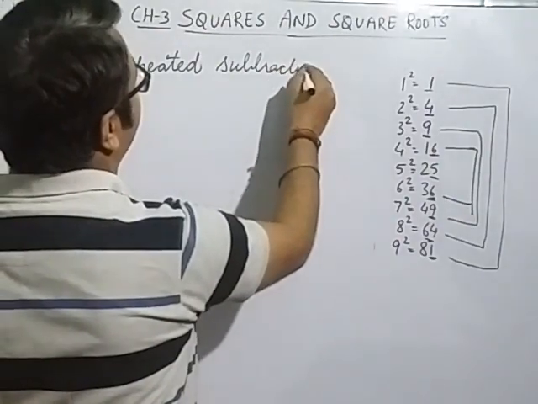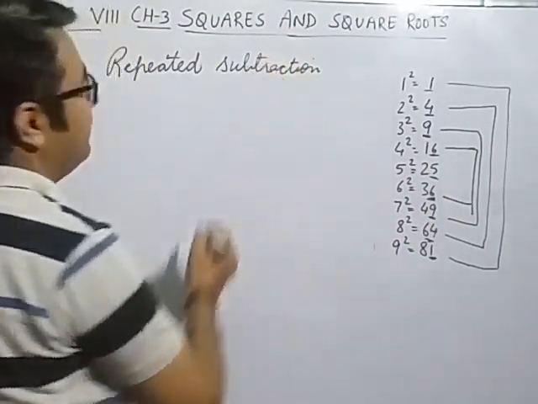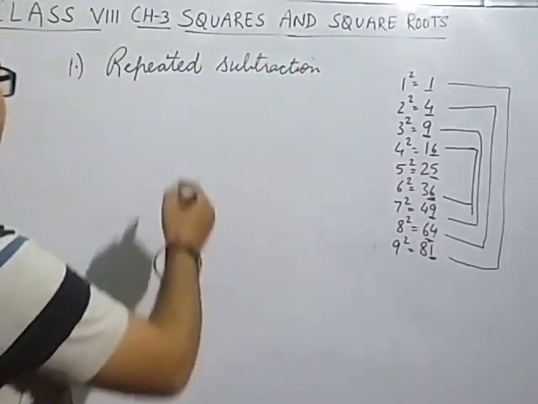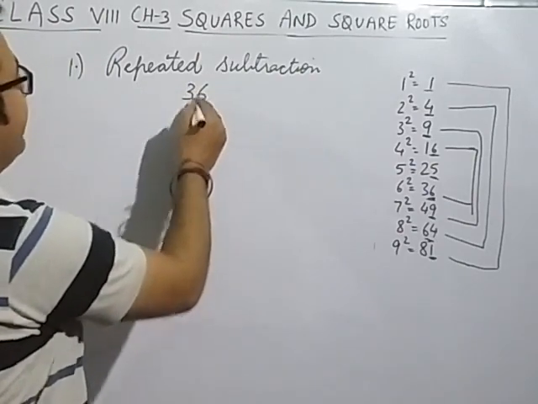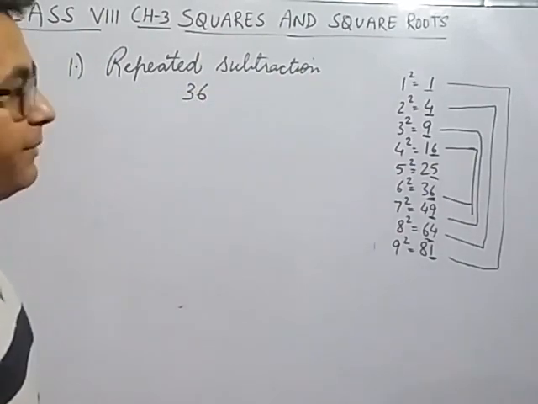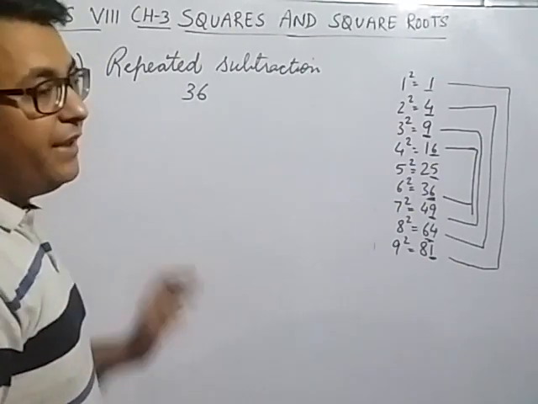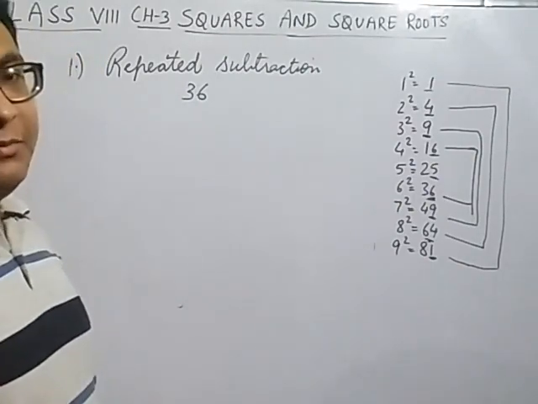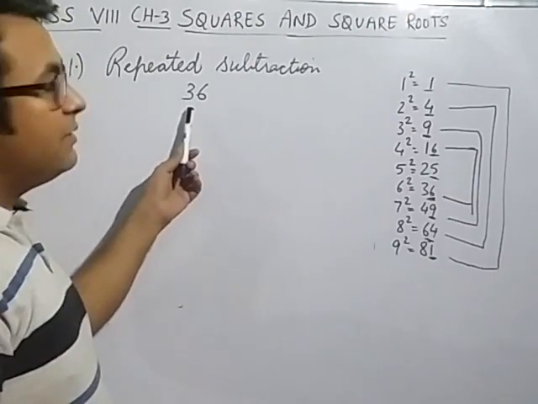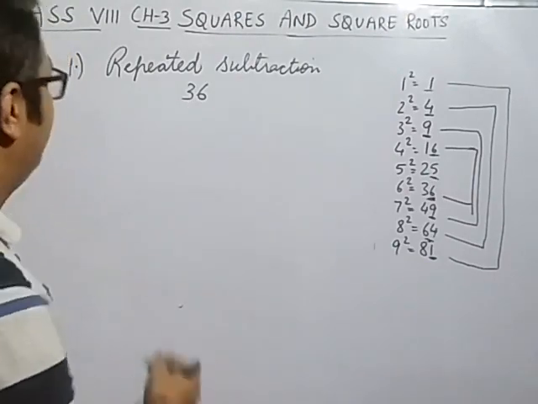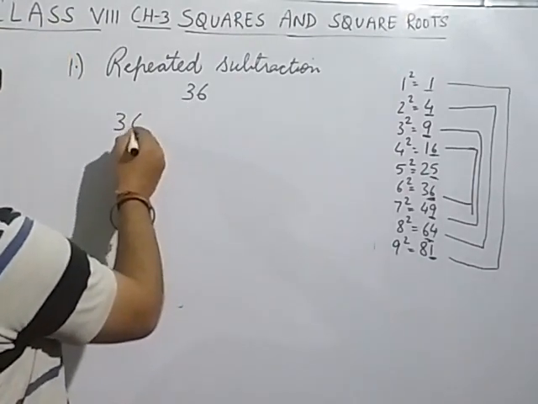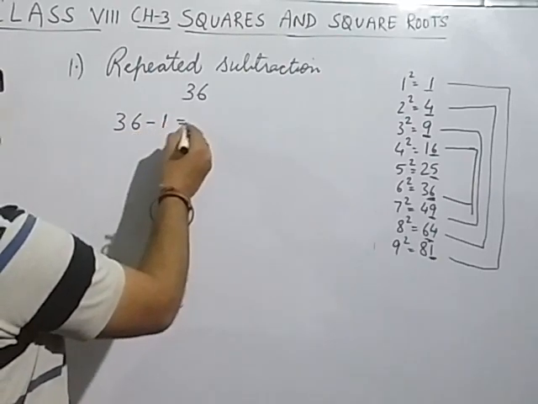Let us understand this method with an example. Let's say I want to find the square root of 36 using the method of repeated subtraction. In this case you need to remember that we need to subtract odd numbers from the given number. That is, first we will subtract 1 from 36.